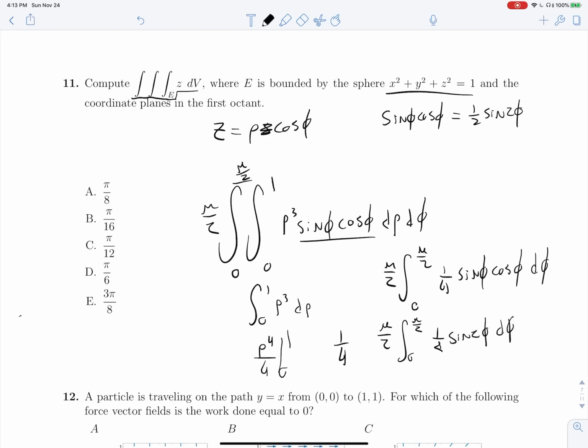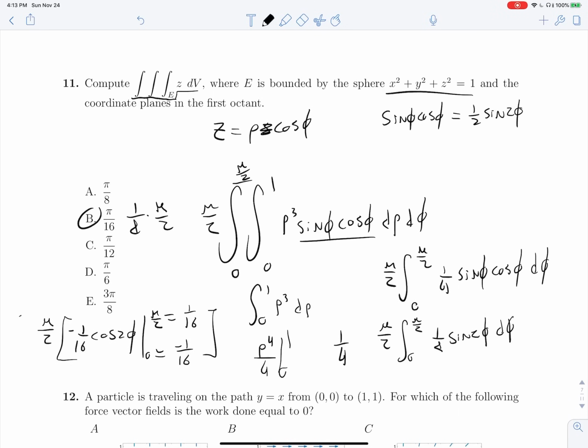I guess I'll head over here. This will be pi over 2 times the quantity -1/16 cosine 2 phi on 0 to pi over 2. This will give us 1/16. This will give us negative 1/16. So overall, we have 1/8 times pi over 2, or pi over 16.